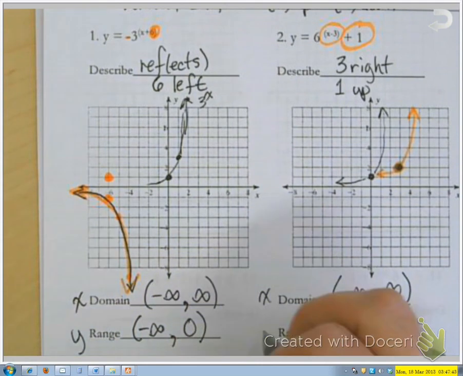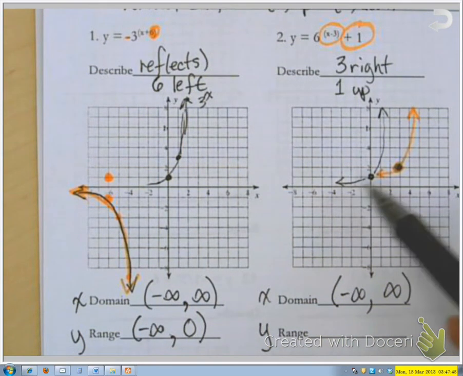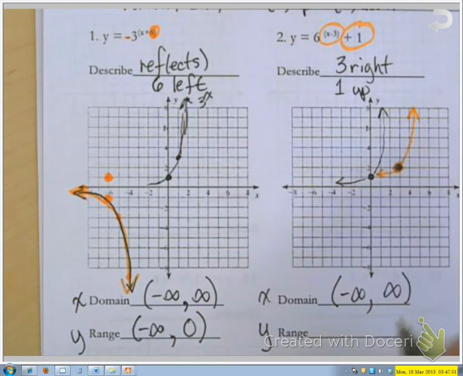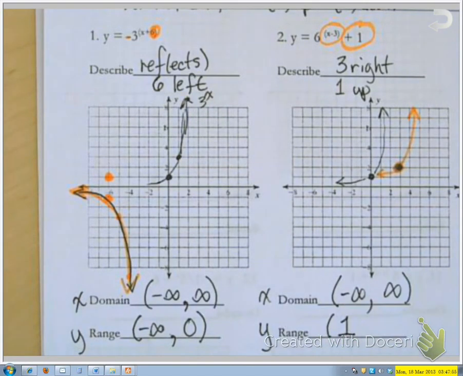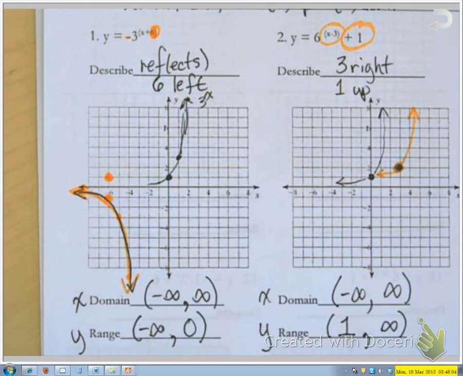Now the range, the y values. How low does this go? Well, the original one went all the way to 0, but the new one won't go any lower than 1. It's not going to go any lower than the 1. Okay? And then, how high does it go? Well, it goes all the way to positive infinity. So we're going to go from 1 to positive infinity. And this concludes our graphing section of exponents.